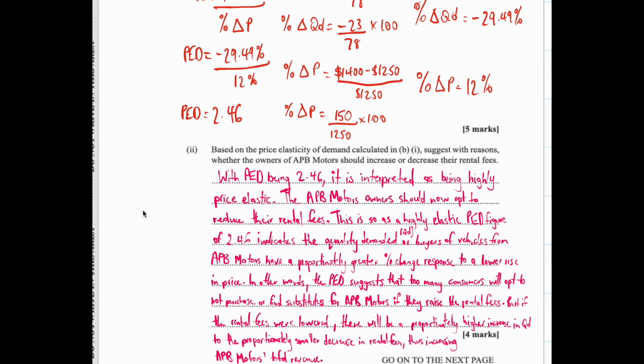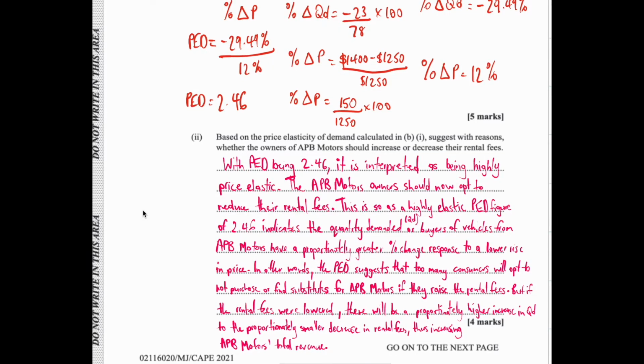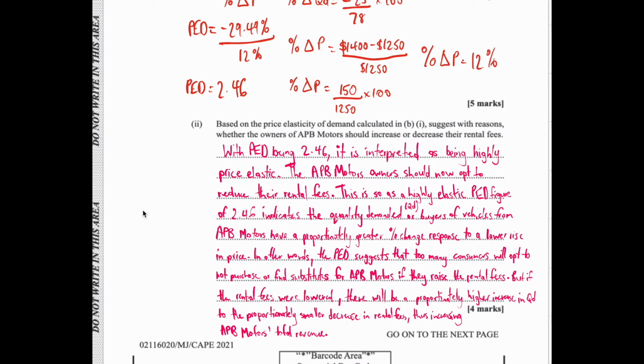this is so as a highly elastic PED figure of 2.6 indicates that the quantity demanded, QD, or buyers of vehicles from APB Motors have a proportionately greater percentage change response to a lower rise in price. In other words, the PED suggests that too many consumers will opt to purchase or find substitutes for APB Motors if they raise the rental fees.